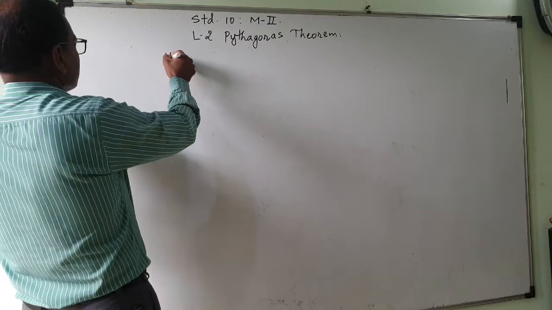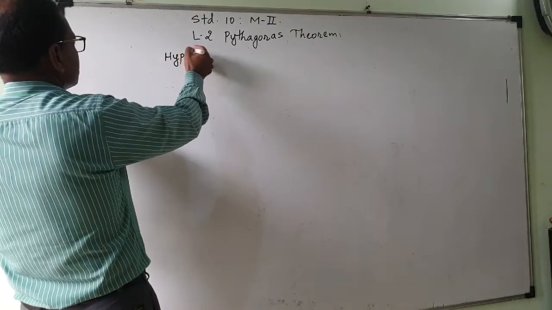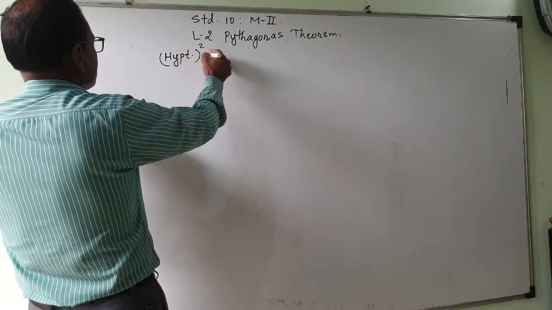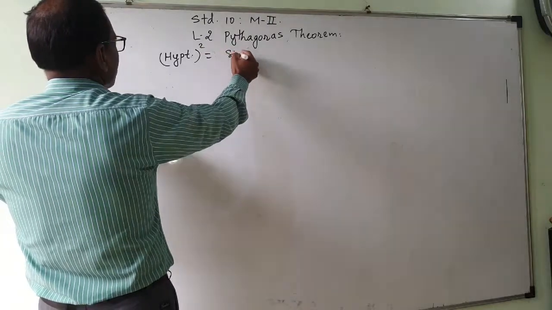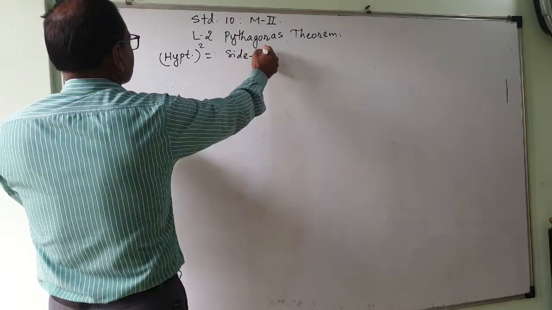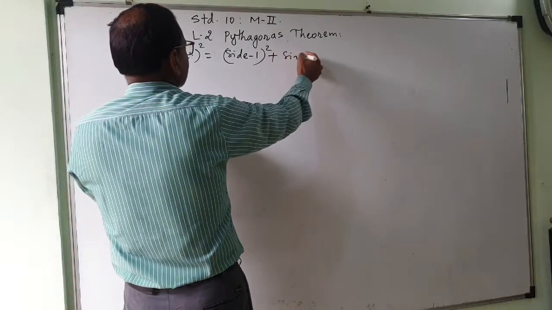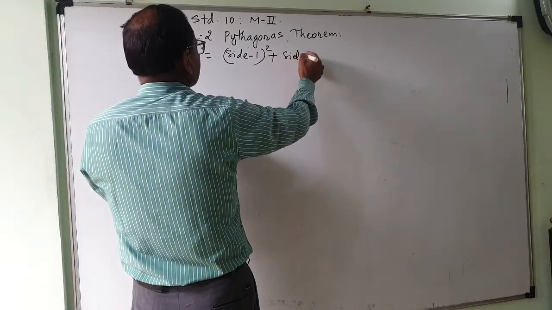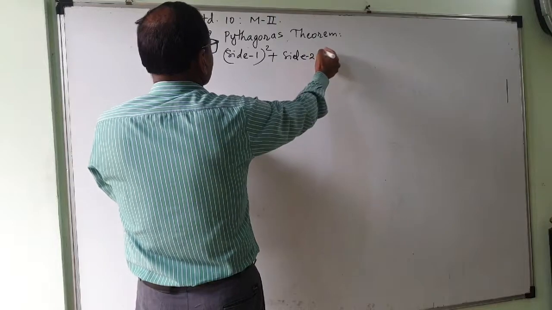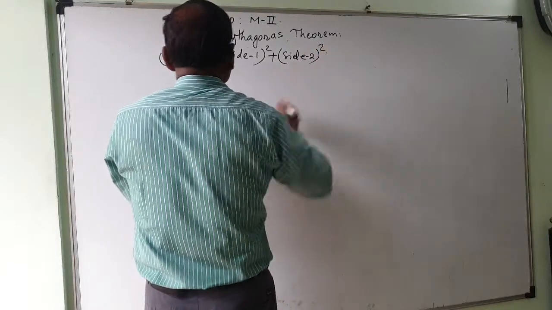Hypotenuse square is equal to side 1 square plus side 2 square. This is our Pythagoras theorem.